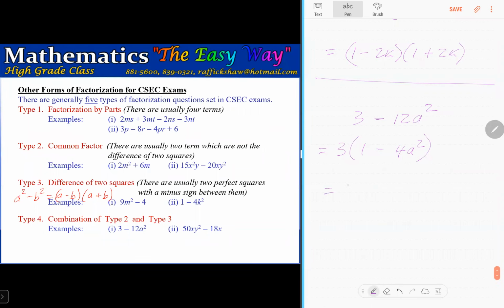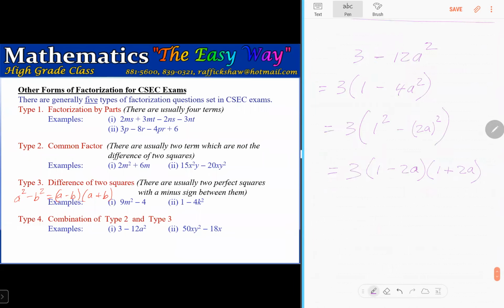So this becomes 3. Don't throw out the first factor. That's another mistake people make. They're so focused on this that they forget the 3 and leave it out. This is a first factor, so you cannot throw it away. And you write what's inside as a difference of 2 squares: 1 squared minus (2a) squared inside the big bracket, since 4a squared is the same as (2a) squared. Then you apply the difference of 2 squares. So it becomes 3 as the first factor, and in the bracket, 1 minus 2a times 1 plus 2a. That's it.